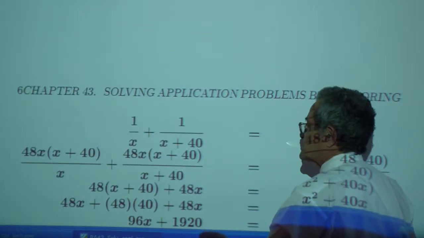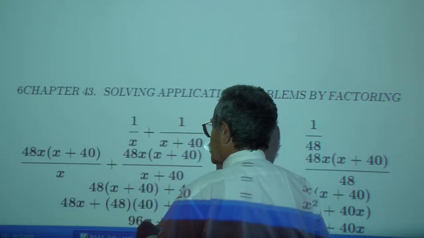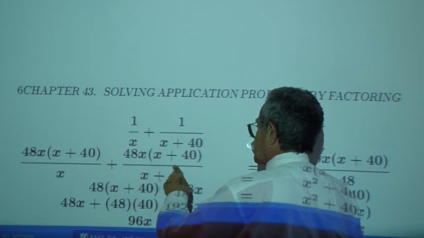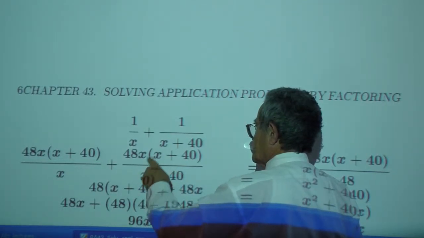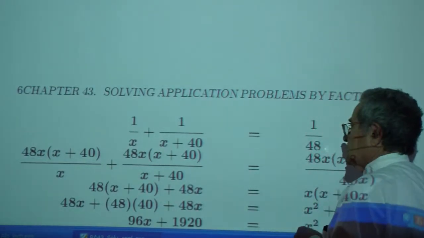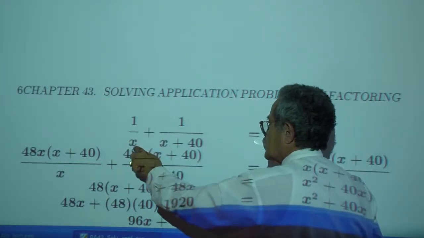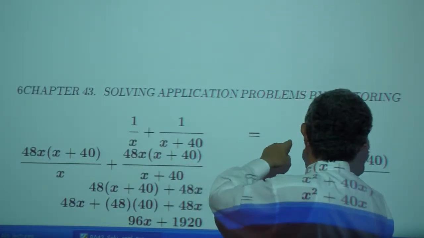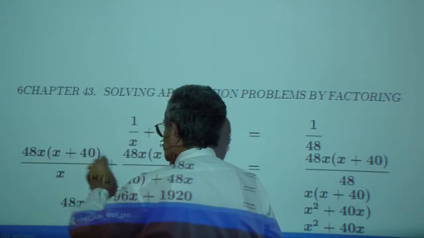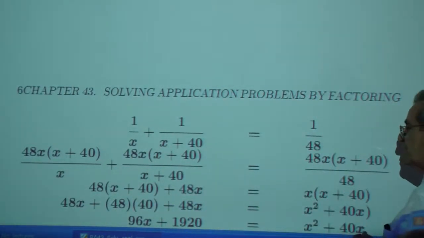Multiply by the least common denominator. Okay, I've done this another way. Let's go back over here. Least common denominator, x times x plus 40 times 48. Multiply each numerator by 48x, x plus 40.